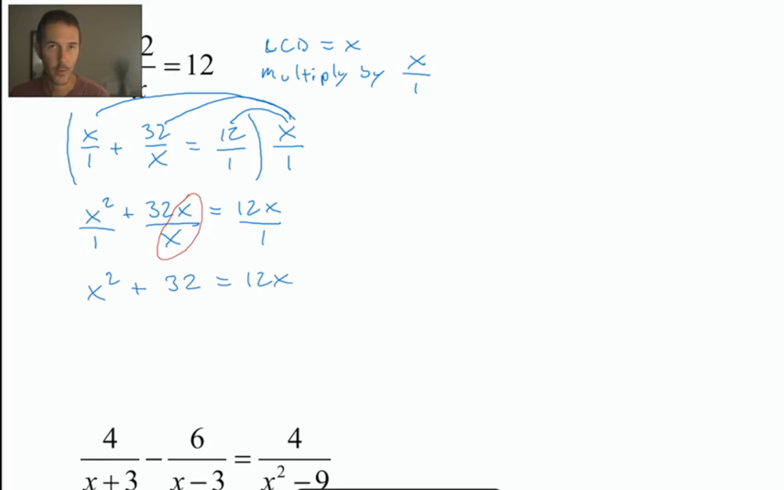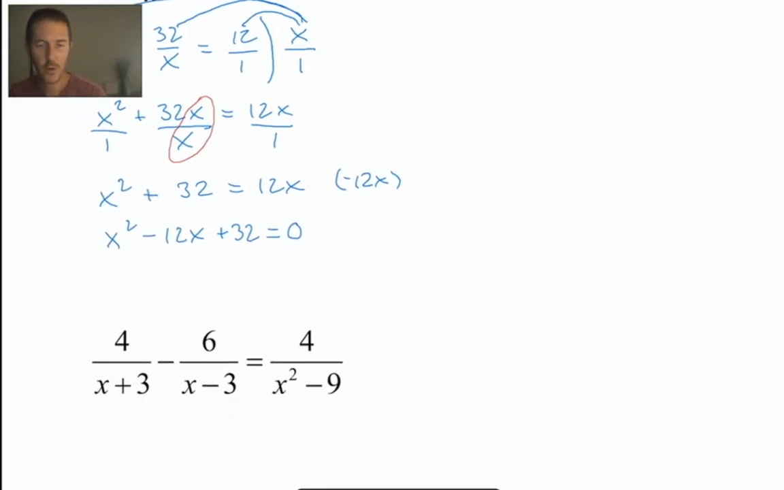It's looking like a quadratic equation, so let's push everything over to the left-hand side by subtracting 12x from both sides. There's a little minus 12x. And I'm going to rewrite this now as x squared minus 12x plus 32 equals 0. And then I'll finish solving the equation by factoring. So if you want to write factor over here, you can.